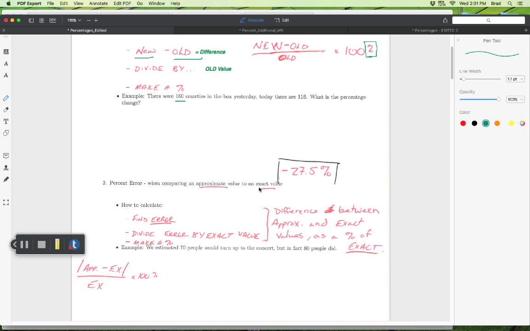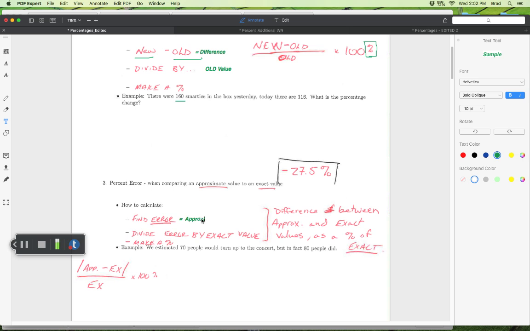If we're comparing an approximate value to an exact value, finding the error is just going to be what? Take a second. Really think about it. Feel free to pause it. Finding the error is going to be what? Well, it's going to be the difference between our approximate value and our exact value. How far off are you from the exact value? What's the difference between those two measurements?